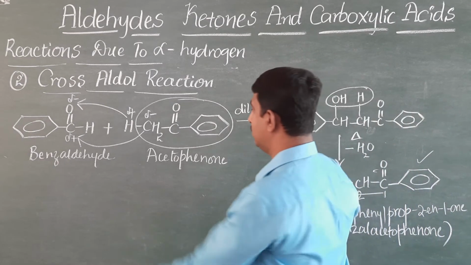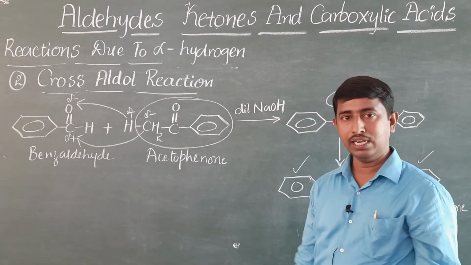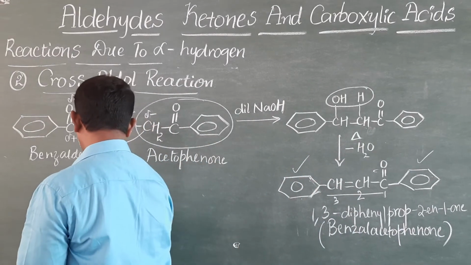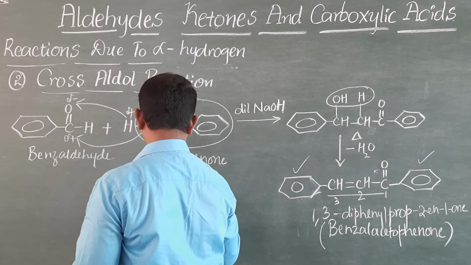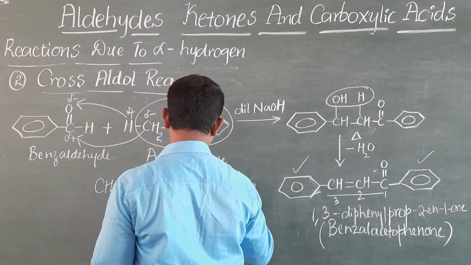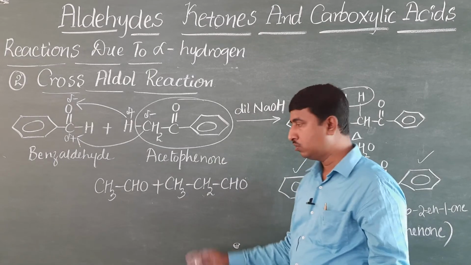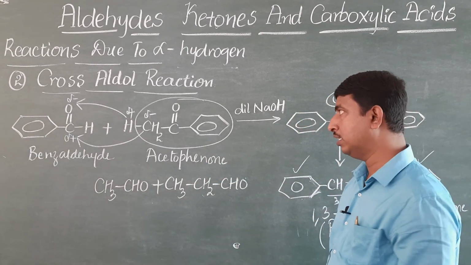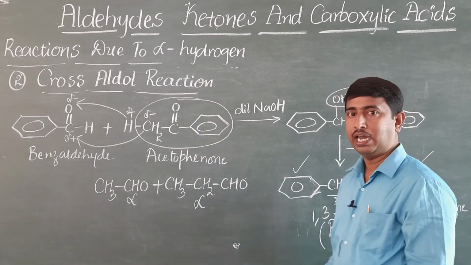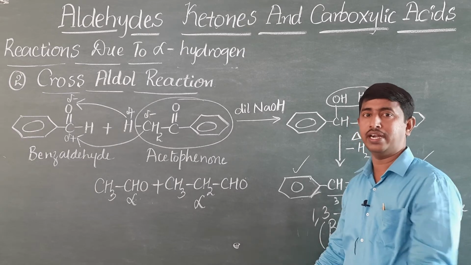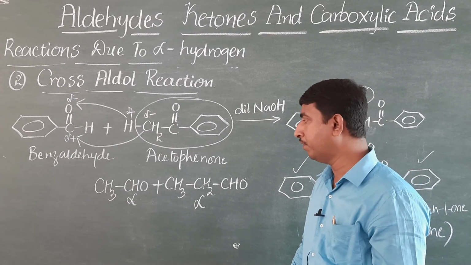Suppose, in this example, one of the compounds contains alpha hydrogen and the other does not contain any alpha hydrogen. Now if I take ethanal, that is CH3CHO, and propanal, CH3CH2CHO, these two are different aldehydes. So this is also an example of cross aldol condensation. Ethanal contains alpha hydrogen, propanal also contains alpha hydrogen. So if both compounds contain alpha hydrogen, then 4 different products are formed.